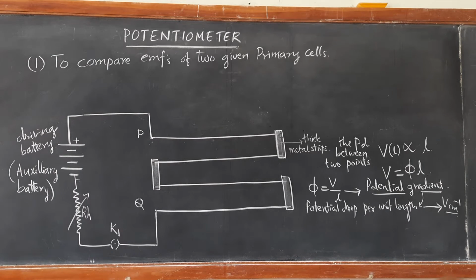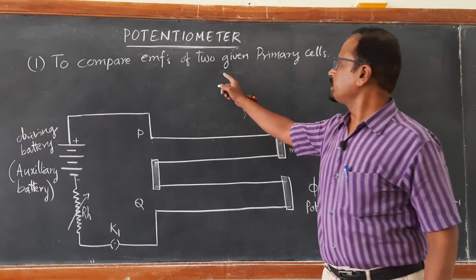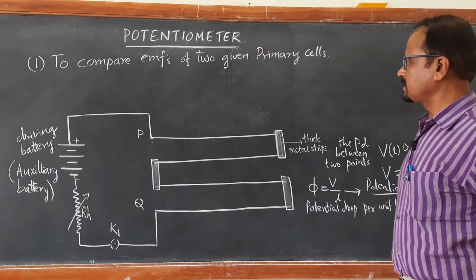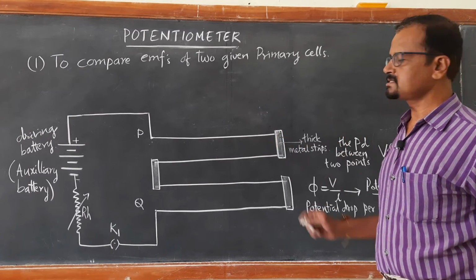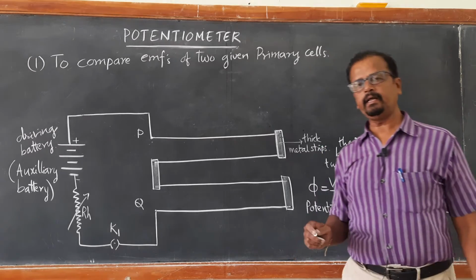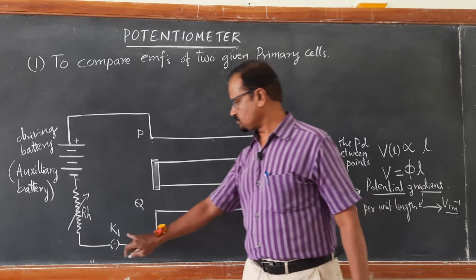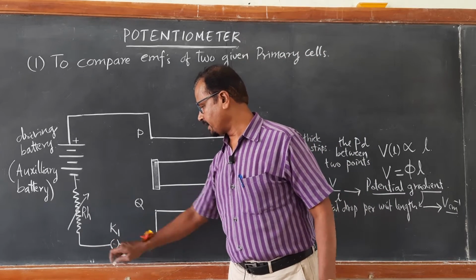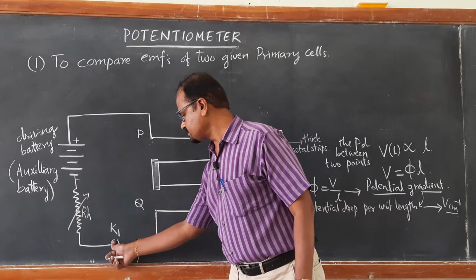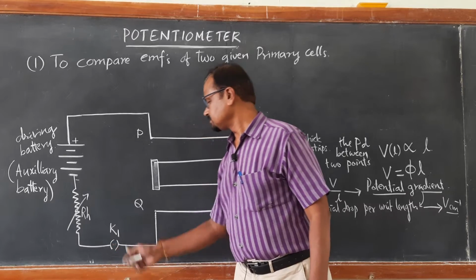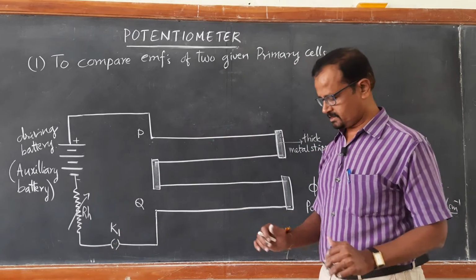So, now we will learn to compare the EMFs of two given primary cells like Daniell cell and Leclanche cell, right? So, this is the circuit. Before we connect, the key is open. Now, it is in open circuit, right?